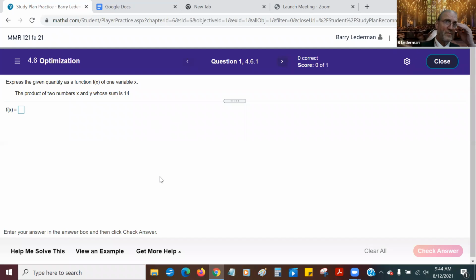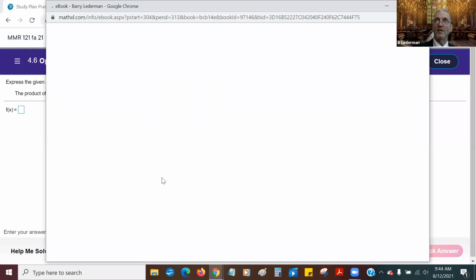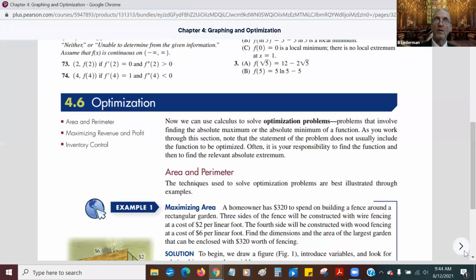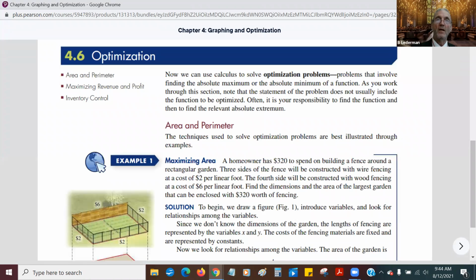Anyways, moving on. So when you click here, it says textbook. That's what I've been clicking on every day before I start the class, and this is what you've been seeing me start with. There you go. So now we're doing 4.6 optimization.